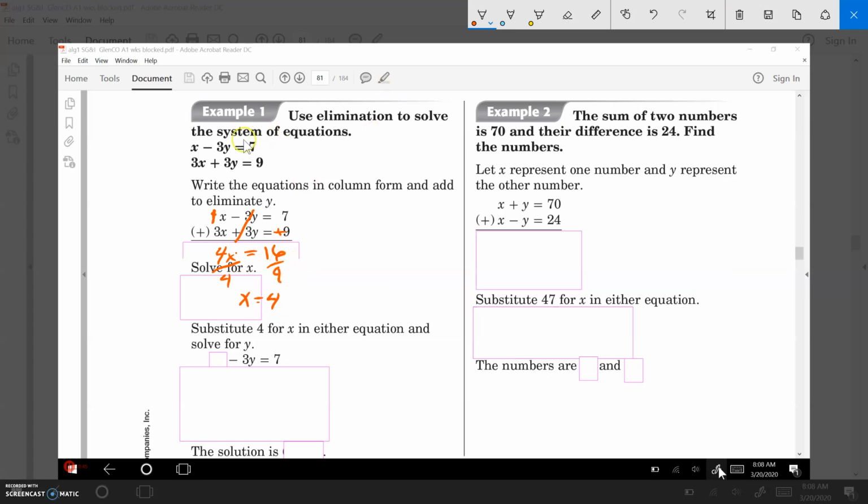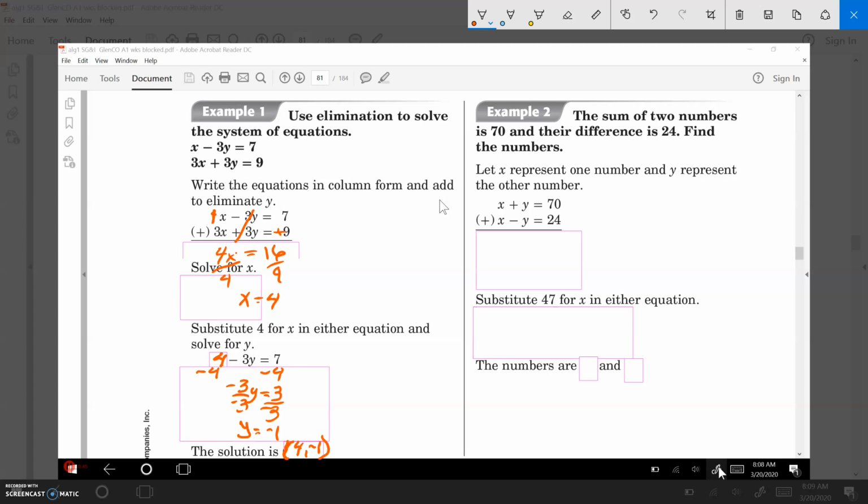Alright, so now we know one of the variables. So we're going to plug them into one of these two equations. Sometimes one is easier than the other one. They chose the top one. That's fine. Let's do that. So now we're going to subtract 4 from both sides. I got negative 3y equals 3, divided by negative 3, and y is negative 1. So my solution is the coordinate 4, negative 1.